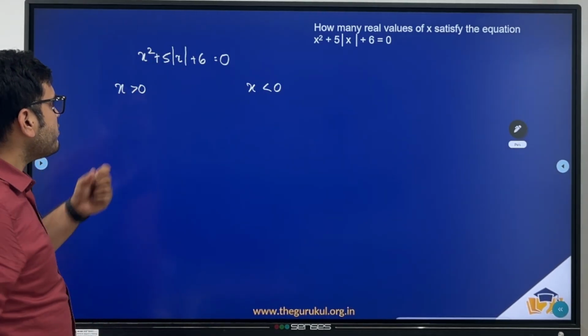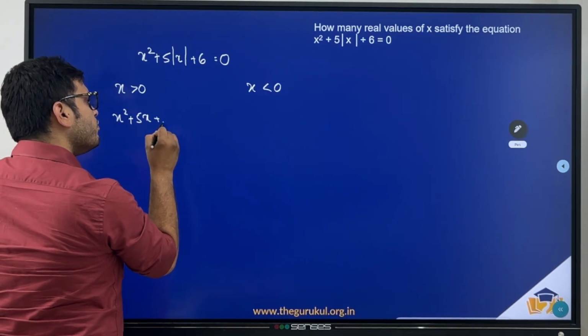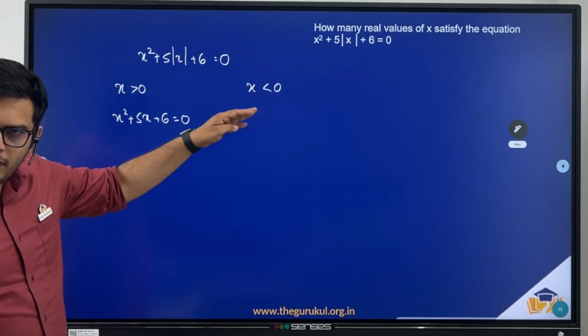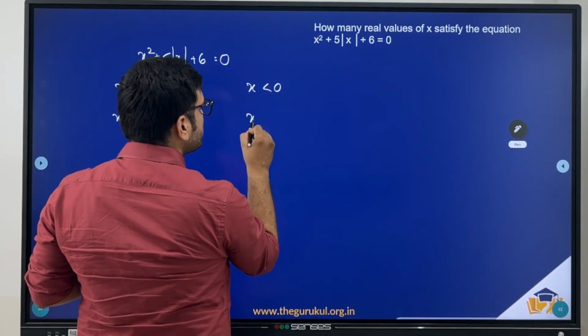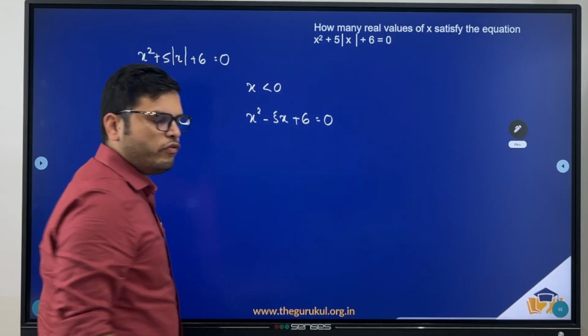Right. So if x is greater than 0, this will be x square plus 5x plus 6 is equal to 0. But when x is less than 0, it will be x square minus 5x plus 6 is equal to 0. Right.